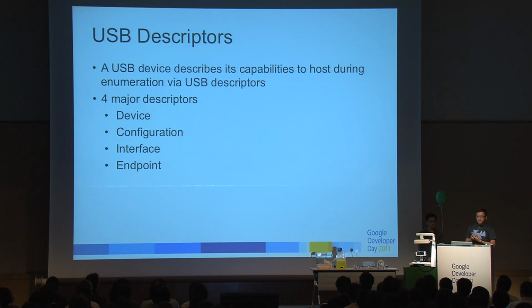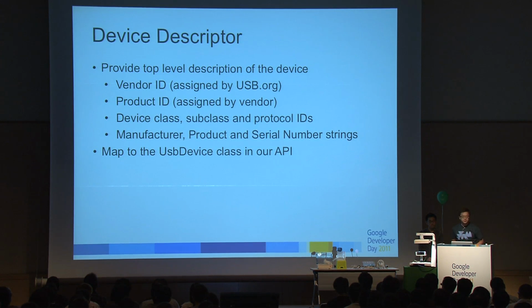So a device is actually using something called descriptors. There are 4 major descriptors it uses to describe itself to the host. And they are the device descriptor, configuration descriptor, interface descriptor, and endpoint descriptors. So I'm going to cover that one by one.